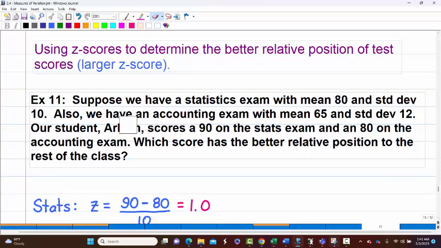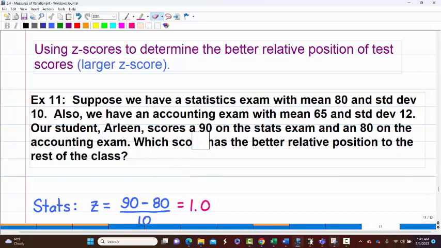Okay, we have the same student here, Arlene. She is taking a stats class. The mean was 80 and standard deviation was 10, and we had this accounting exam which looked like it was really difficult, with a mean of 65 and standard deviation 12. She makes a 90 on the stats exam and an 80 on the accounting exam. Which score has the better relative position to the rest of the class?